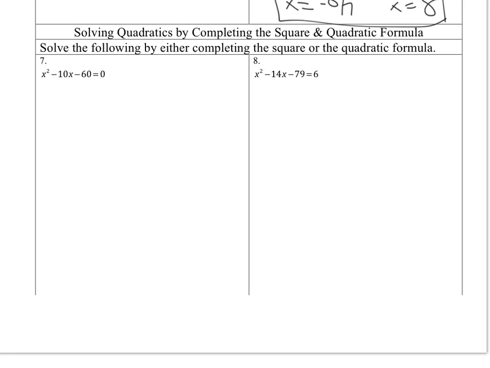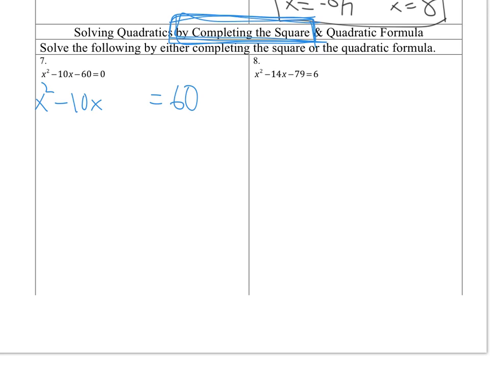Next one, completing the square. It says up here, completing the square. We don't know what the quadratic formula is yet. Well, we may, but we don't necessarily know what it is yet. But we know completing the square, so I'm going to do that on this. So I have x squared minus 10x equals 60. I don't need to do anything to get a 1 in front because I already have a 1 in front.